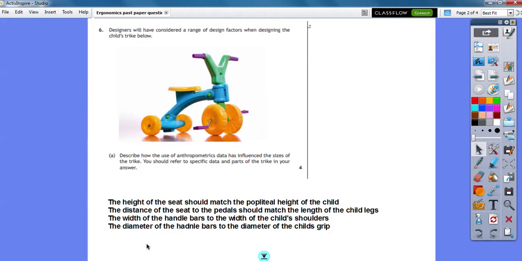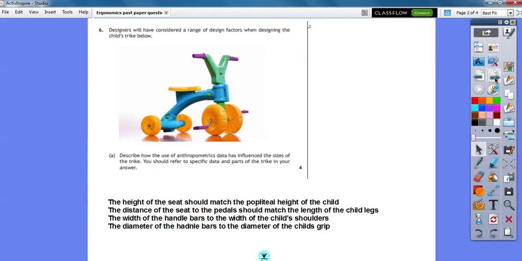Second statement says the distance of the seat to the pedals should match the length of the child's legs. So the distance from here to here should match the length of the child's legs. The width of the handlebars should match the shoulder widths of the child. The diameter of the handlebar should match the diameter of the child's grip. So we have four clear statements showing how these sizes would be determined using anthropometric data.